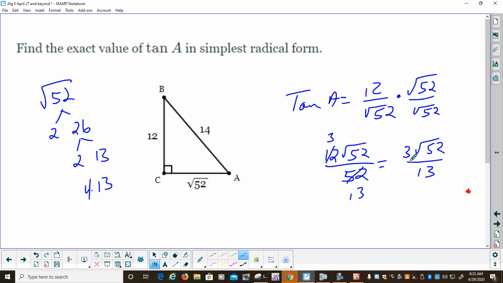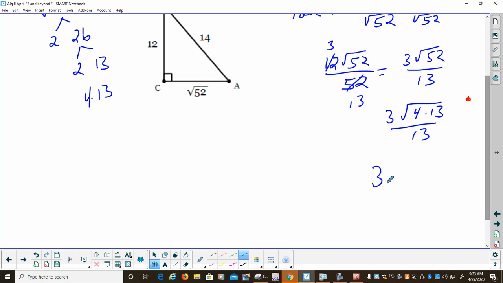So 3 square roots of 4 times 13 over 13. The 4 is going to pop out as 2. So you have 3 times 2 square roots of 13 over 13. So I have 6 square roots of 13 over 13 is my answer.